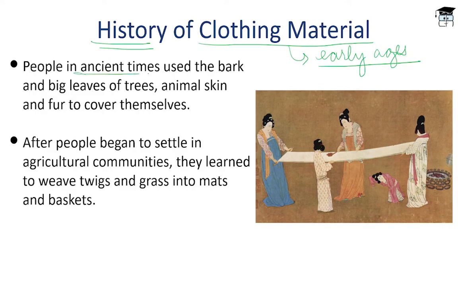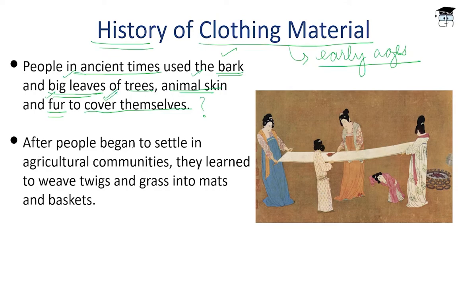People in ancient times used the bark and big leaves of trees, animal skin and fur to cover themselves. In earlier times, people did not have fabrics or clothes, right? So how did they cover themselves? They used the bark. What is bark? Bark is the skin of the trunk, the stem of the trees. And big leaves of trees, animal skin and fur. Fur is obtained from animals to cover themselves.